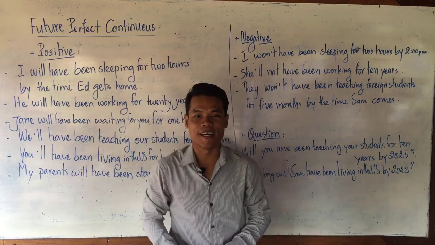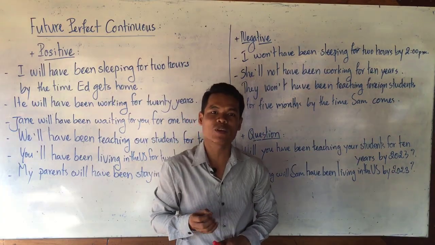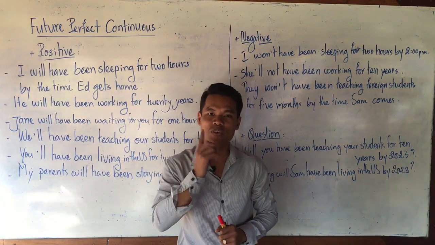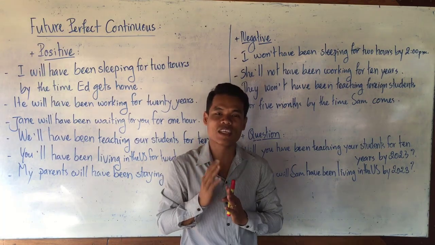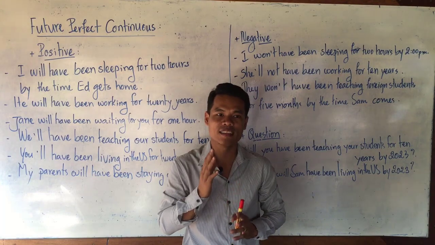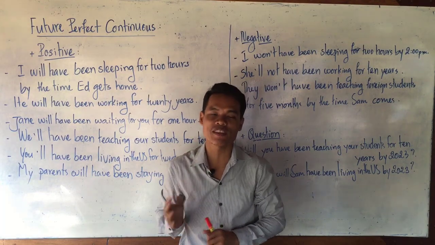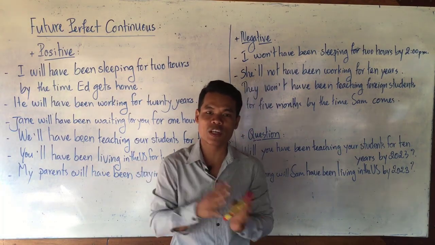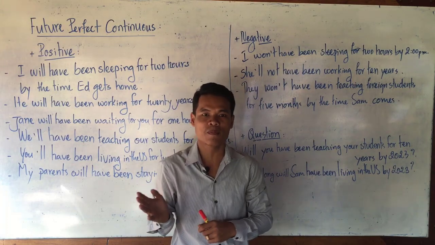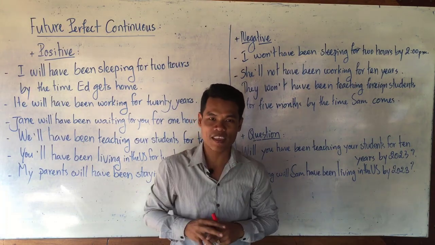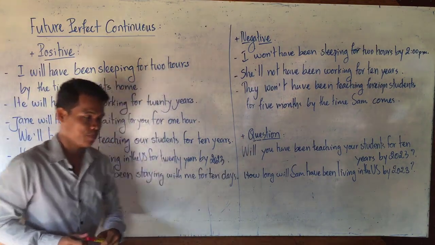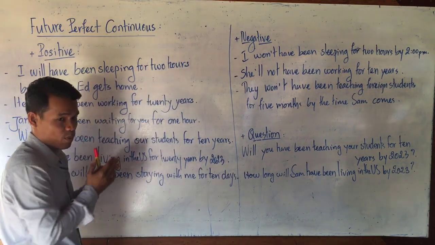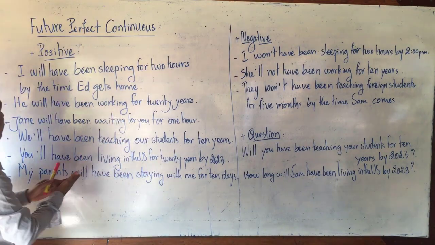Hi there, I'm Sam. Today I'm going to teach you future perfect continuous. Some teachers call it future perfect progressive. Future perfect continuous and future perfect progressive are the same thing. We have positive, negative, and question. It is an inductive approach. Look at the examples with me.